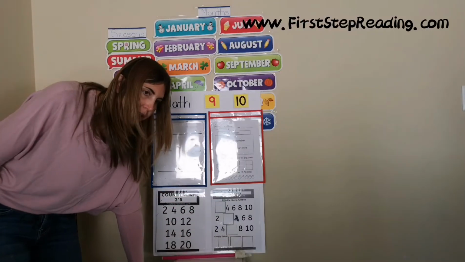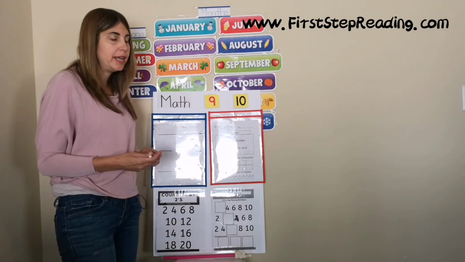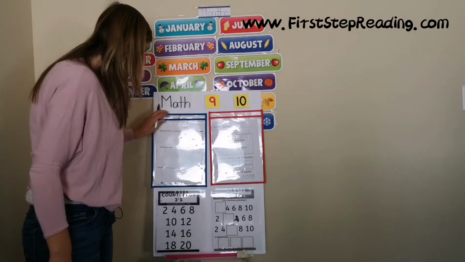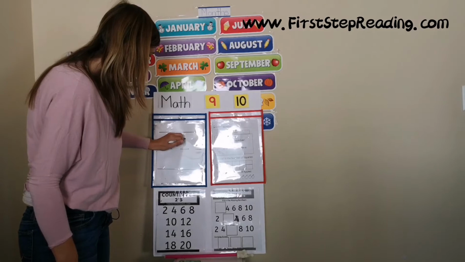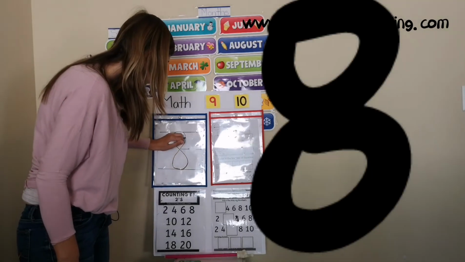So we've gone over 1, 2, 3, 4, 5, 6, 7, and 8. And our new numbers today are 9 and 10. And we make an S. So we start below the line, we go to the line, we make our S, and then we connect.